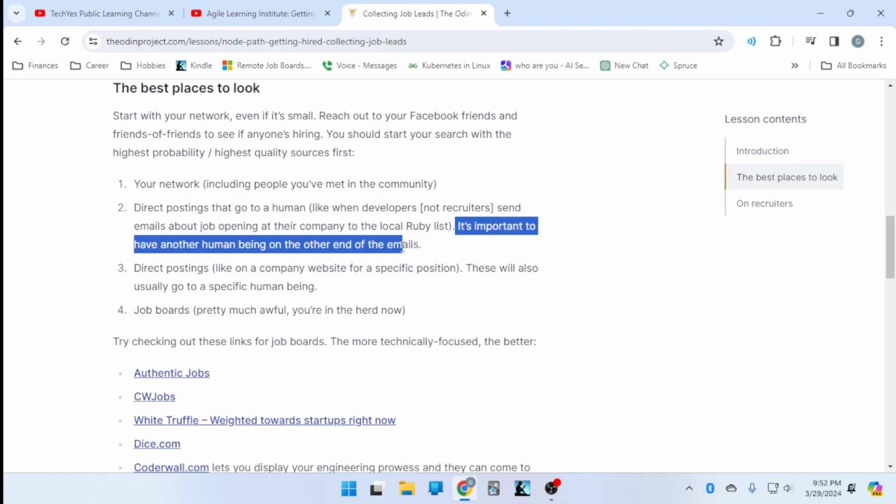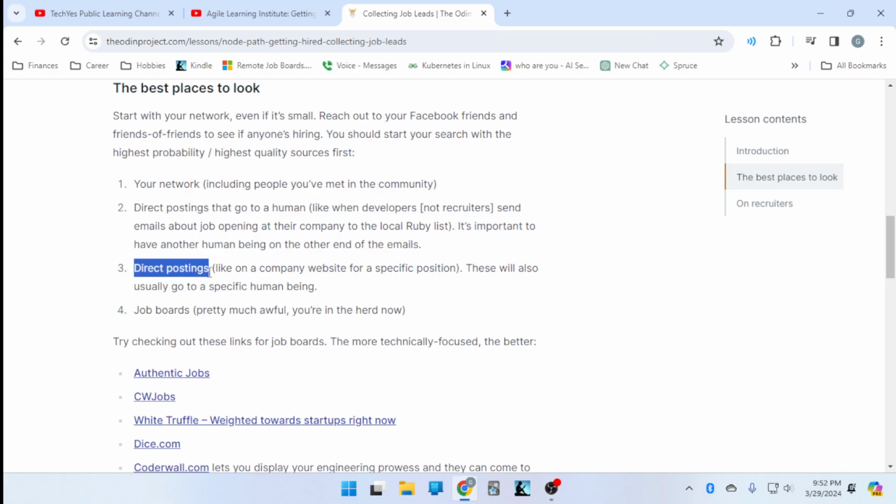It's important to have another human being on the other end of the emails. Direct postings, like on a customer company website for a specific position, these will also usually go to a specific human being. And then we've got job boards, which are pretty much awful. You are in the herd now. I can attest to this.